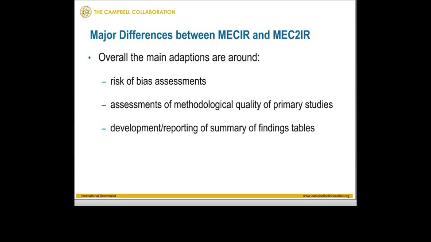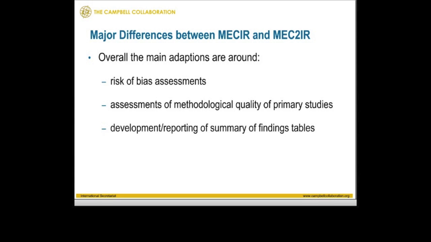key issues. So first are issues of risk of bias assessments, as well as assessments of the methodological quality of the primary studies included in the protocols and reviews. And essentially, the adaptations that we made here permit a plurality of methods for assessing risk of bias and methodological quality, given the types of research studies that may be more common in Campbell Collaboration systematic reviews.